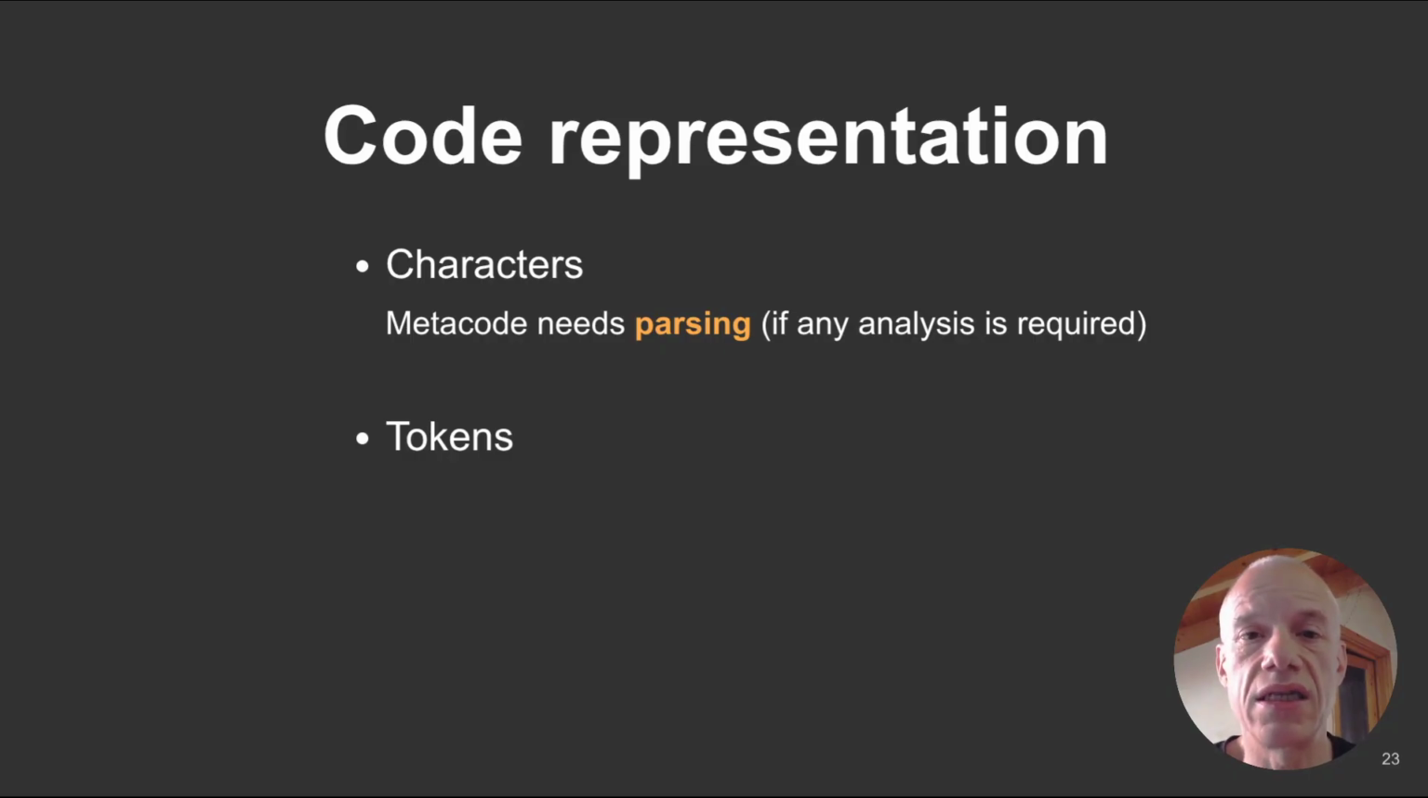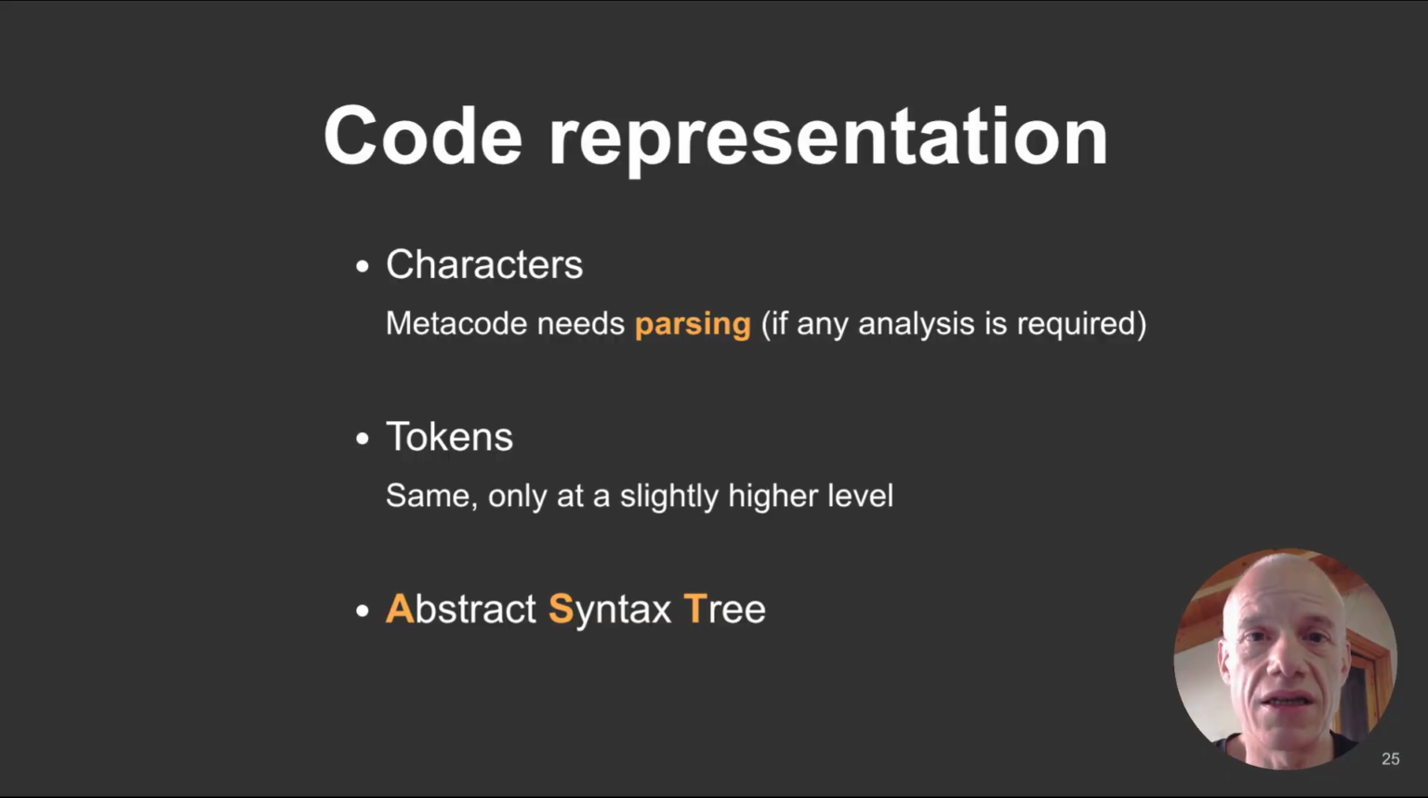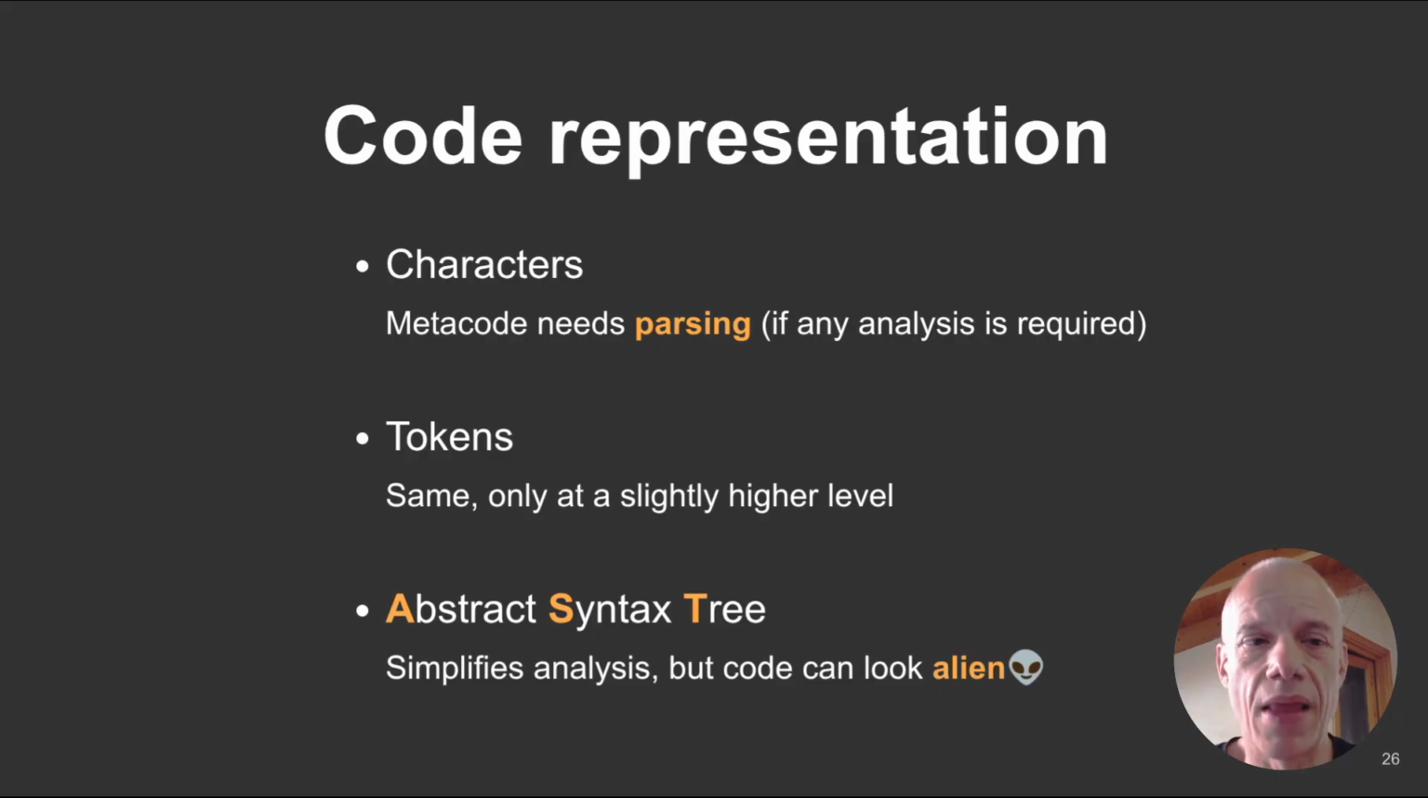It's also how the C preprocessor works. And this also makes things reasonably easy for generation. It's really difficult for analysis for the very same reason, because it's just the same, at a slightly higher level. And then we have code as an abstract syntax tree. That's another kind of representation. If I'm not mistaken, this is how the other way of writing metaprograms in Rust works. And this is much better for analysis, but the code can look alien.